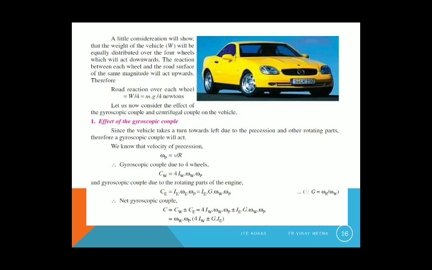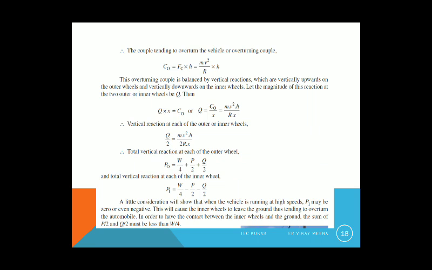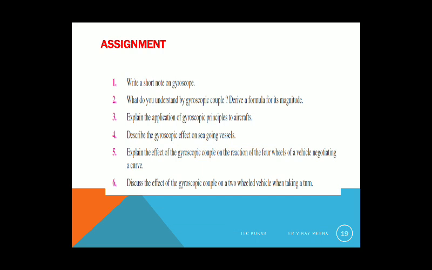Gyroscopic couple due to the four wheels, C_W = 4 I_W omega_W omega_P. Then the net gyroscopic couple C = omega_W omega_P multiplied by (4 I_W plus or minus I_E gear ratio term). Effect of centrifugal couple: F_C = m v squared over r. Finally, the total vertical reaction at each of the inner wheels P_1 = W/4 - P/2 - Q/2. Then assignment questions, and thank you friends.